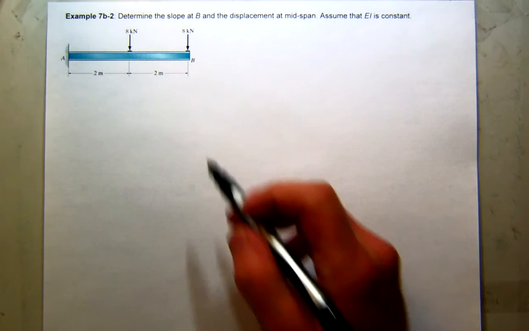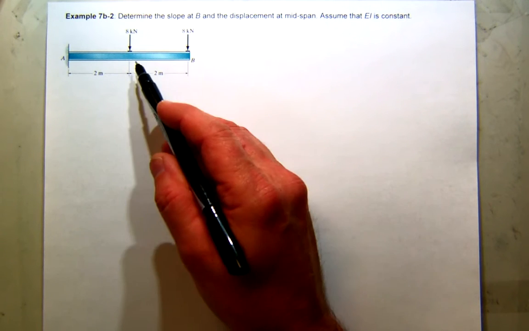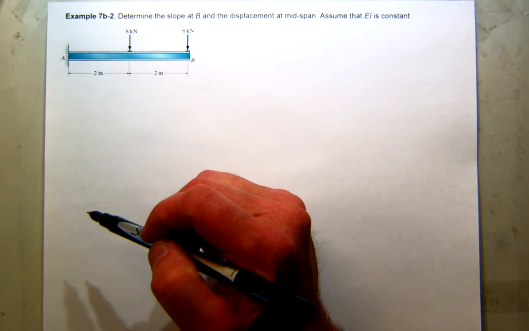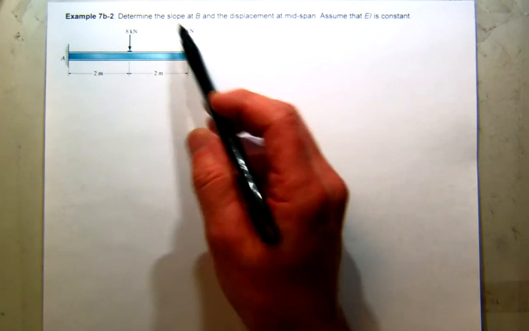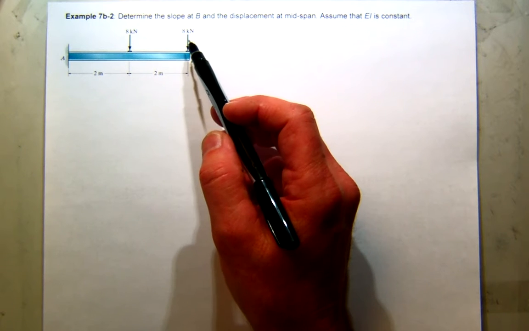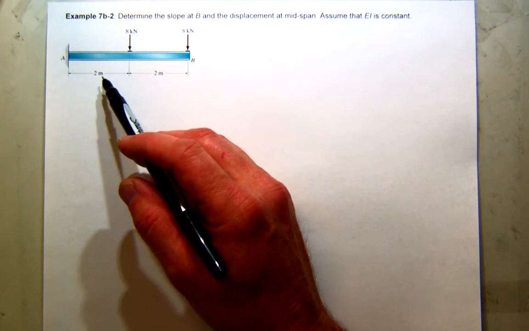All right, so we're going to figure out the slope at B and the displacement at the midspan for this structure. It looks kind of similar to the one we had before, except you notice we have some additional loads. Also imagine if you had to do direct integration.